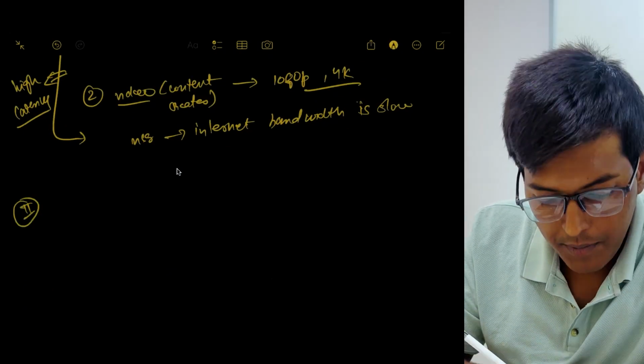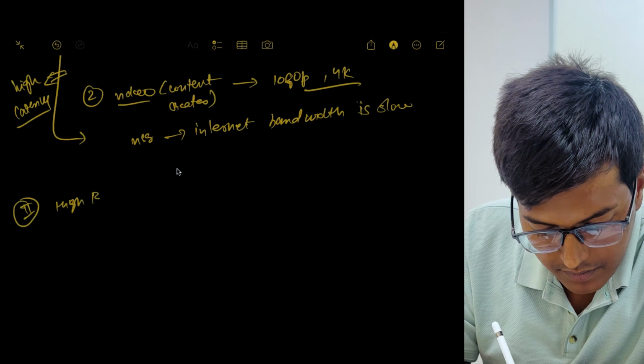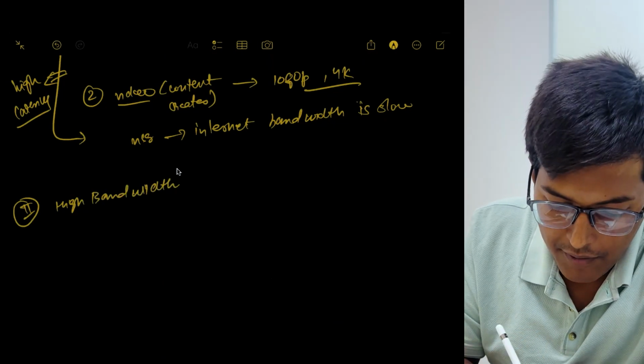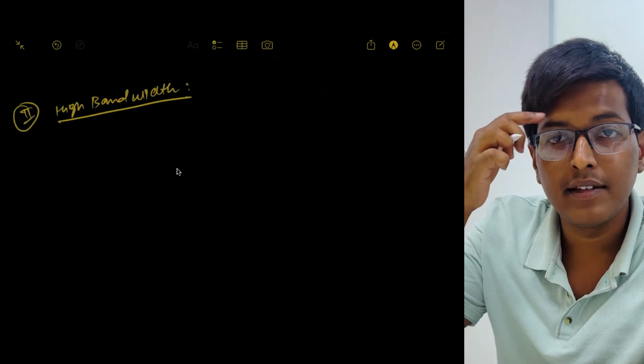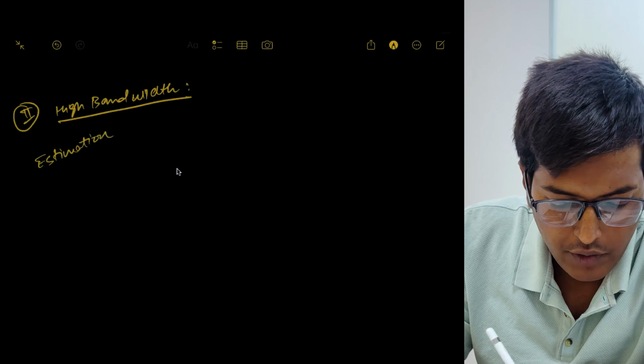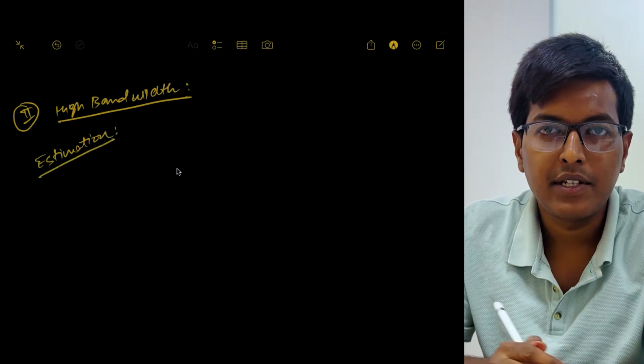Let's discuss the second problem as well. The second problem is of high bandwidth. What do I mean by high bandwidth? Let's do some estimation and you will get the sense of it. Let's do some very, very small estimations.